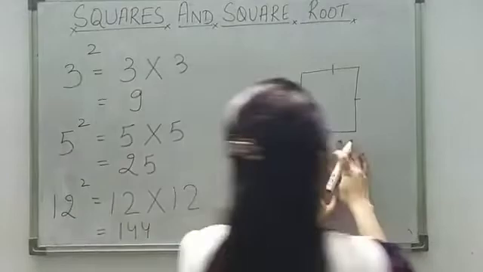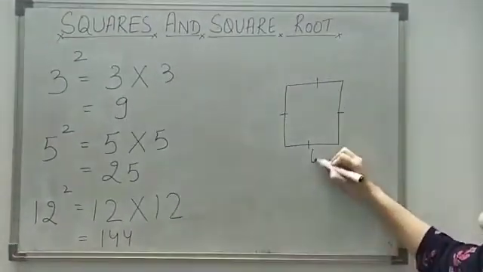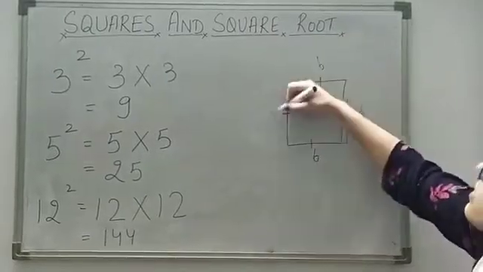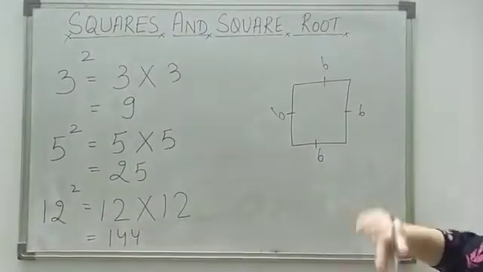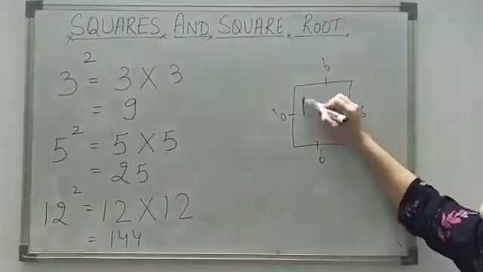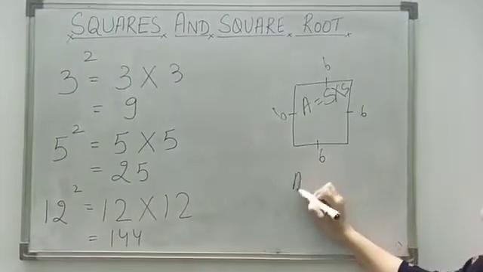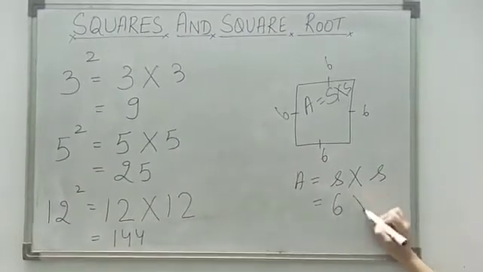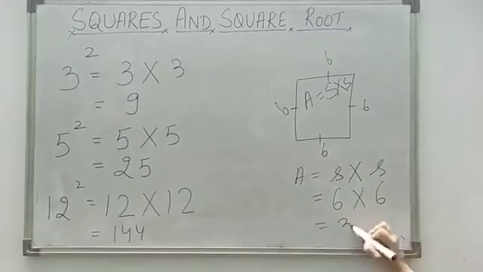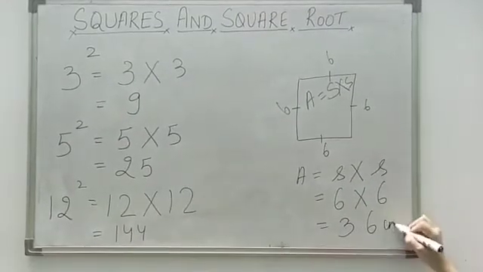Now similarly, come here. This is the square. If I take the side of the square as 6 centimeter, it means all the sides are the same, so all the sides will be 6 centimeter. So remember that area of square is side into side. So how do we calculate? Area is equal to side into side. That means 6 into 6. That will give you 36 centimeter square.